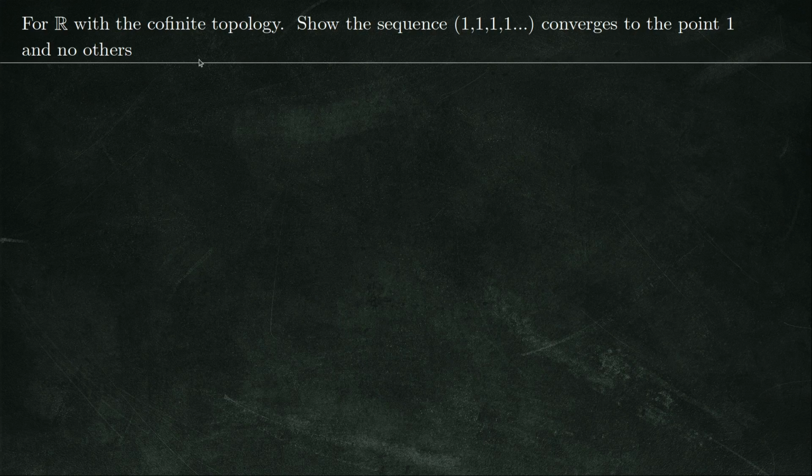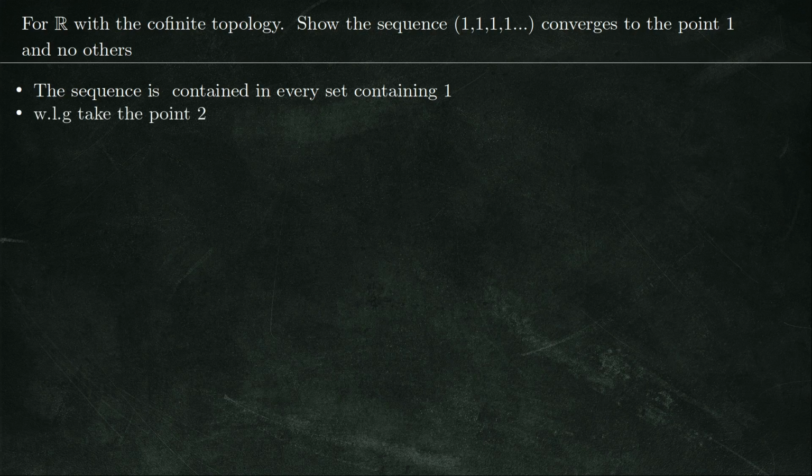Okay, for our next example, we're going to use the cofinite topology, and we're going to show that the sequence 1, 1, 1, 1, 1 forever converges to 1, but no other point. So the sequence is contained in every set containing 1. So it obviously converges to 1, because every open set containing 1 contains the sequence. The difficult bit is to show it doesn't converge to any others. So let's just look at the point 2. The argument would be the same for any other point.